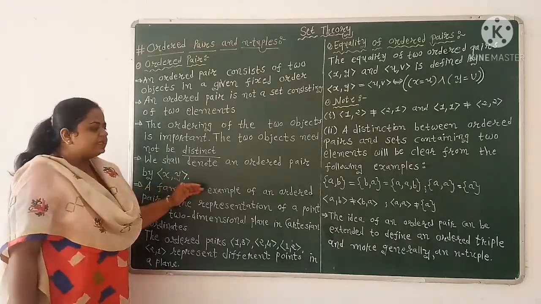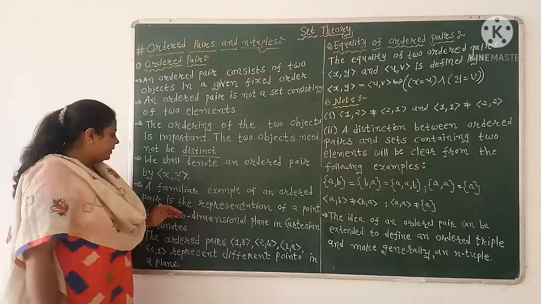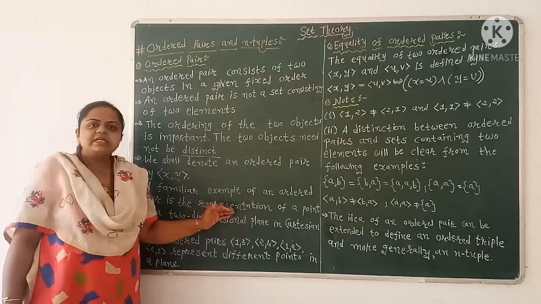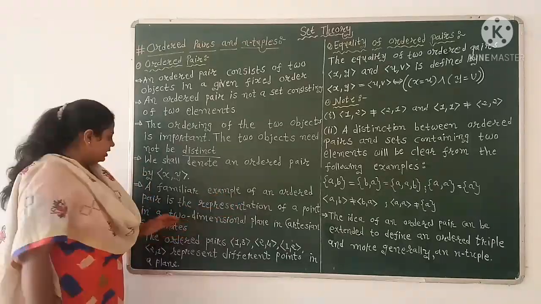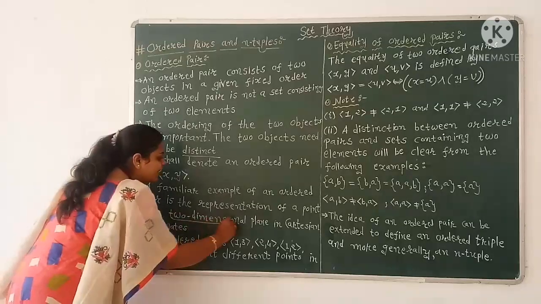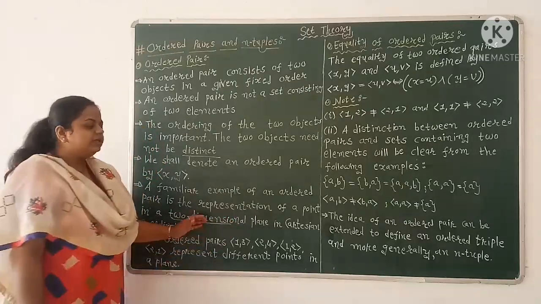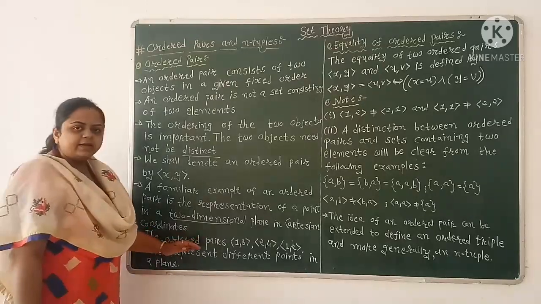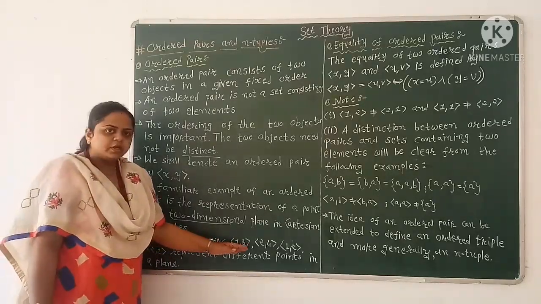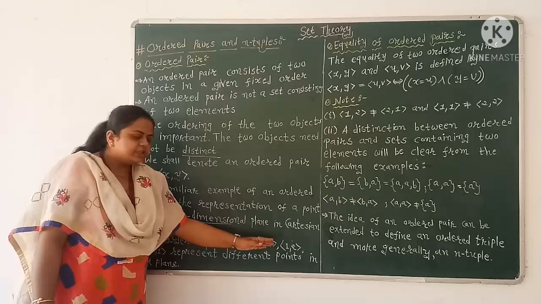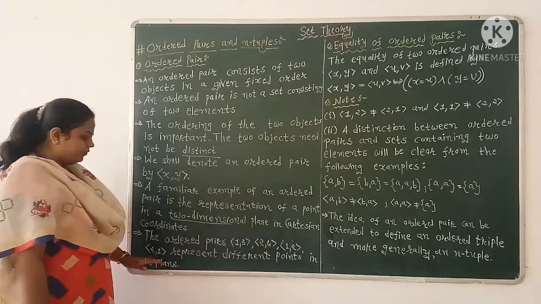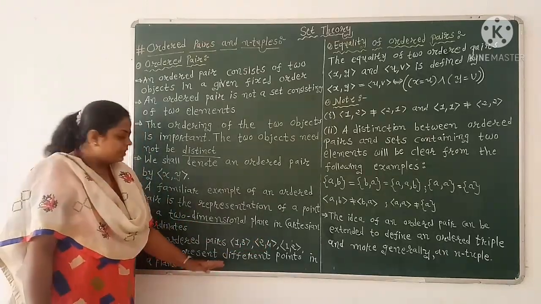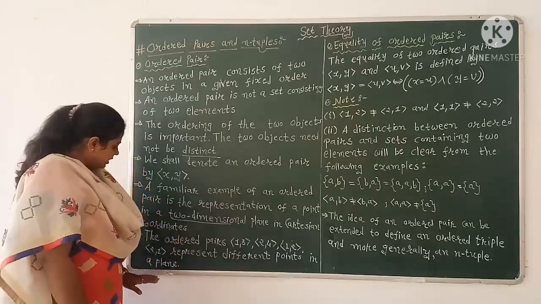A familiar example of an ordered pair is the representation of a point in a two-dimensional plane in Cartesian coordinates. The ordered pairs (1, 3), (2, 4), (1, 2), (2, 1) represent different points in a plane.